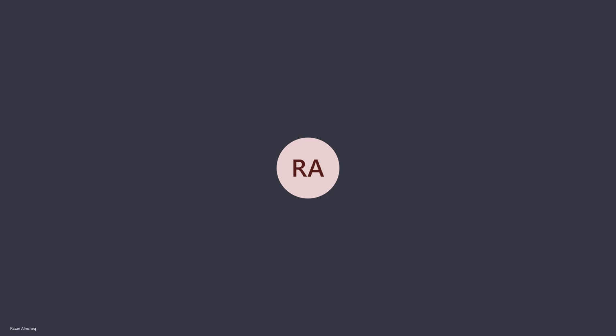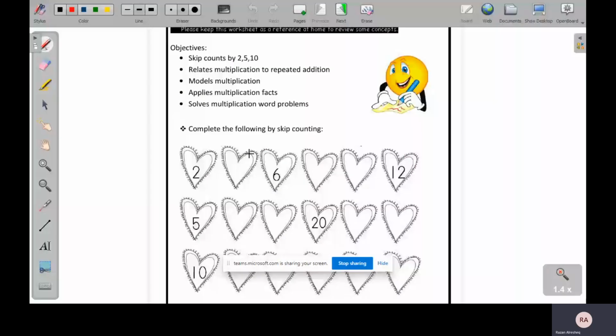Now, the first thing we're going to do is look at the objectives here. The first one is skip counting by 2, 5, and 10. Then we're going to relate multiplication to repeated addition. We're going to model multiplication, look at the multiplication facts, and solve multiplication word problems. Okay? So the first task here says, complete the following by skip counting.